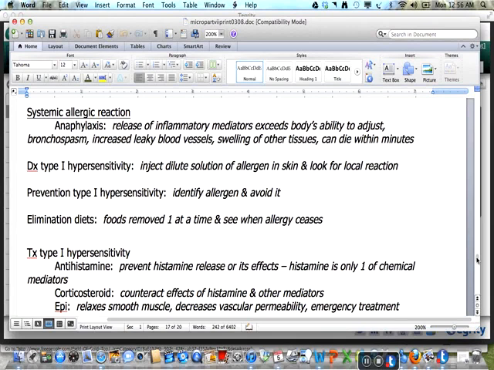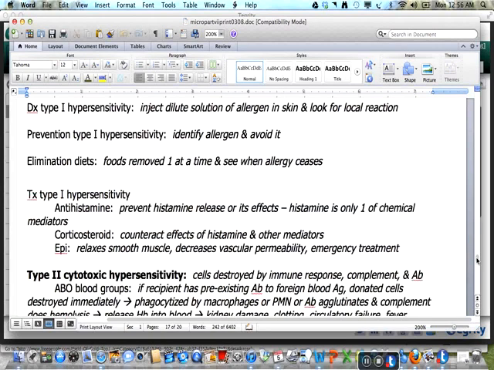Prevention relies on identifying the allergen and avoiding it, especially for those with severe cases. Elimination diets can be used by eliminating foods and watching for the allergy to cease. These can be time-consuming and require a significant commitment from the patient. For severe reactions, treatments include antihistamines, corticosteroids, and epinephrine.